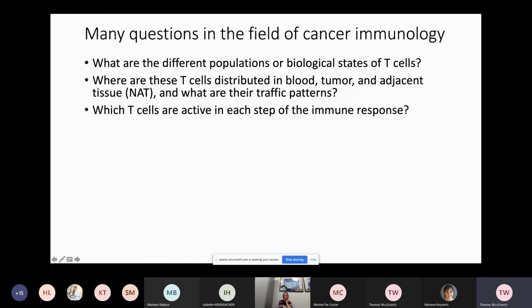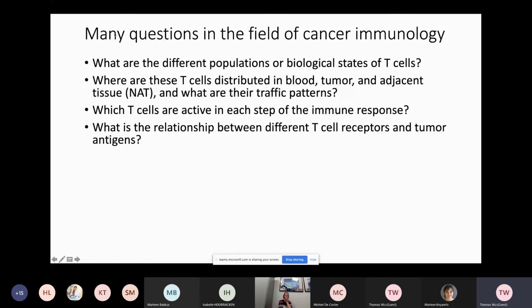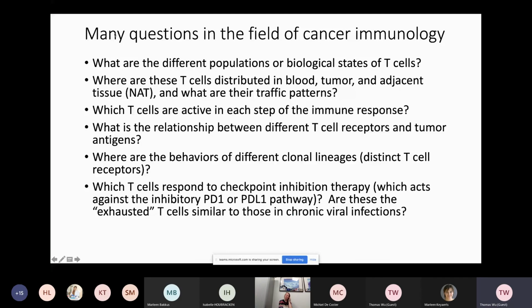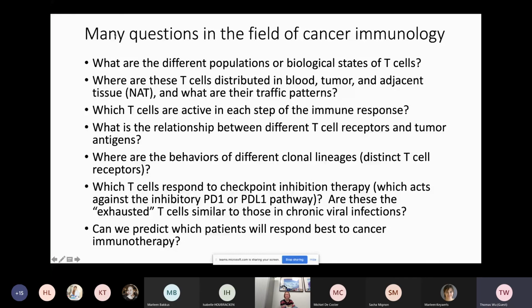What is the relationship between the different T cell receptors and the antigens? And then how do they behave? How do they expand, in what compartments? And what is the relationship between these T cells and checkpoint inhibition therapy? In other words, therapy against PD-1 or PD-L1. And how is the relationship of exhausted T cells, which are presumed to be the targets of checkpoint inhibition therapy, is that important as well? And then can we use this data to predict which patients will respond best to cancer immunotherapy?